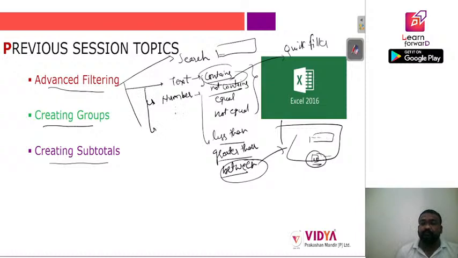Then we have the fourth one, that is advanced date filter. It is also the same like number and text. We will first select the criteria that we want to apply, and then once we select that, this dialog box will appear. We will enter the dates and all, and once we click on the OK, our data would be filtered out. So this is how you can use advanced filtering to filter out your data.